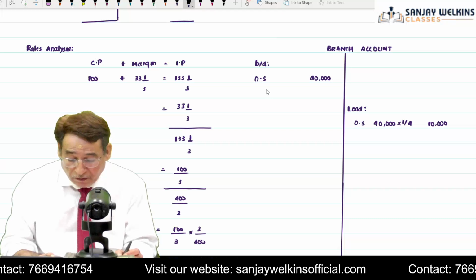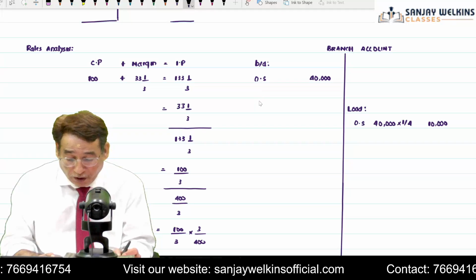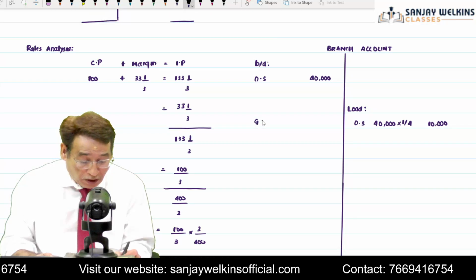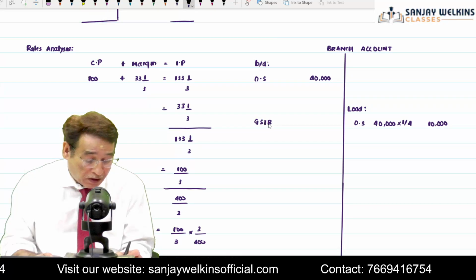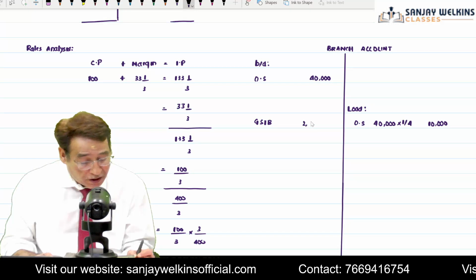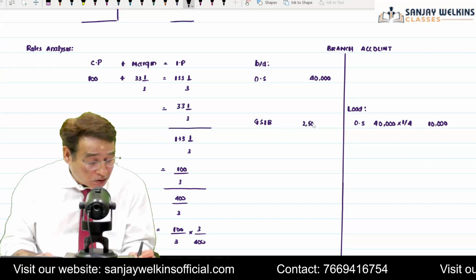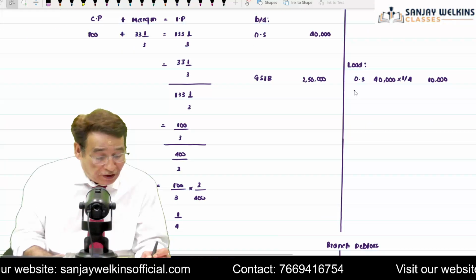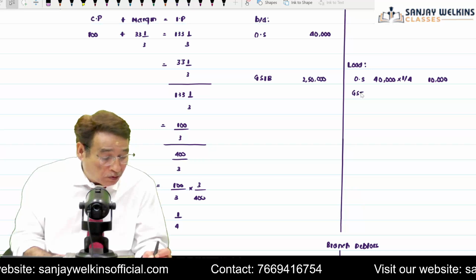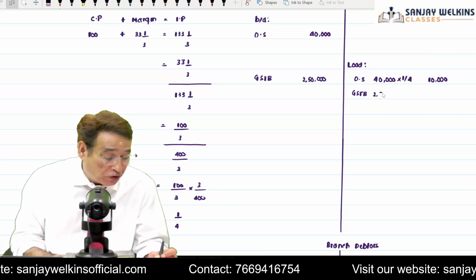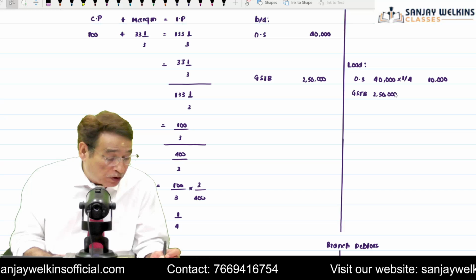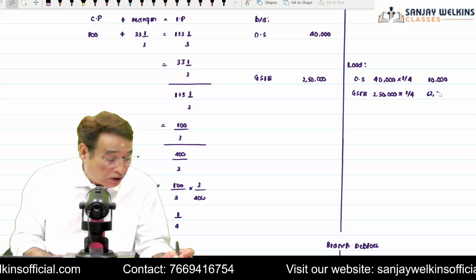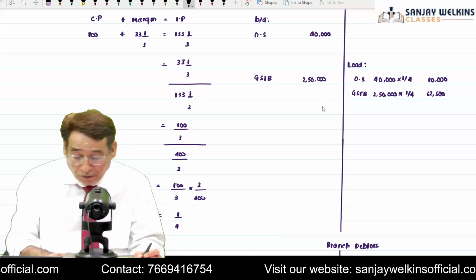Then in this question, it is given that goods are being sent to branch at invoice price of 2,50,000. So goods sent to branch account, I will be writing here at invoice price of 2,50,000. And then on the opposite side, I will write the loading, goods sent to branch account. Load on goods sent to branch account, 2,50,000 into 1 by 4 will be equal to 62,500. This is how you are going to incorporate it.